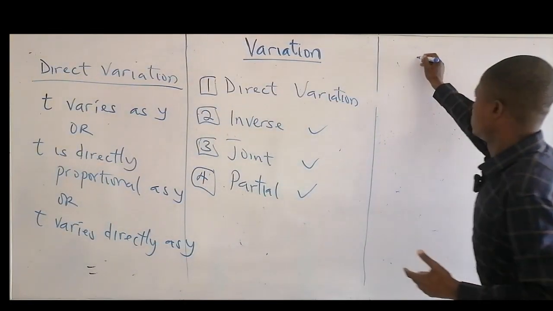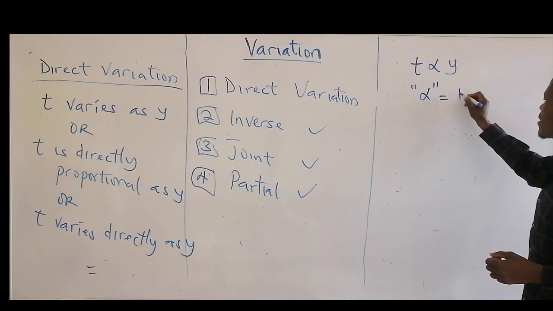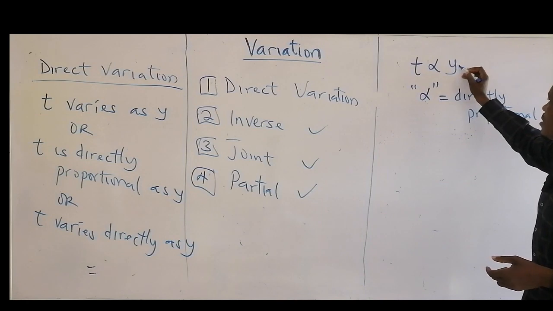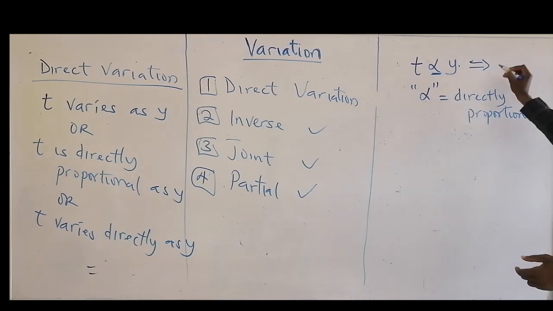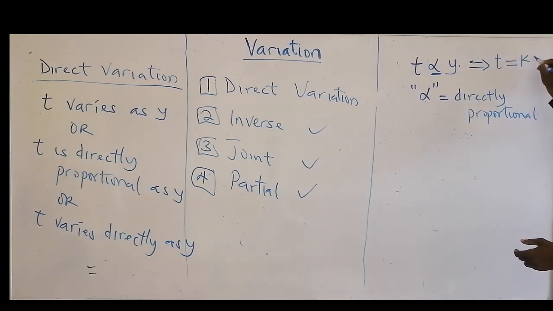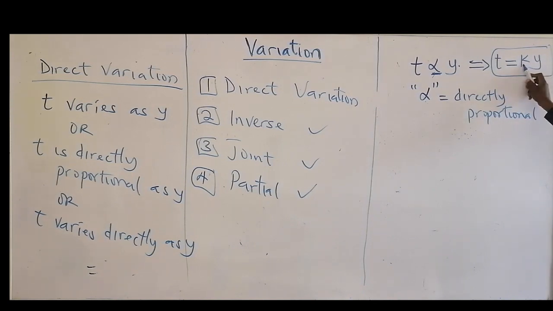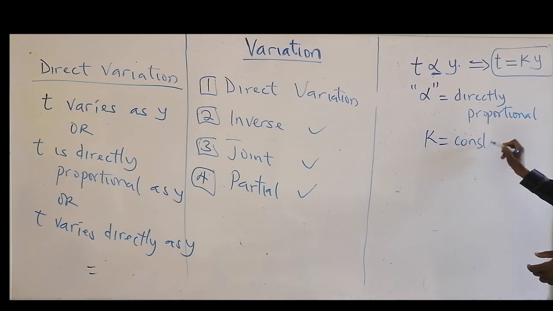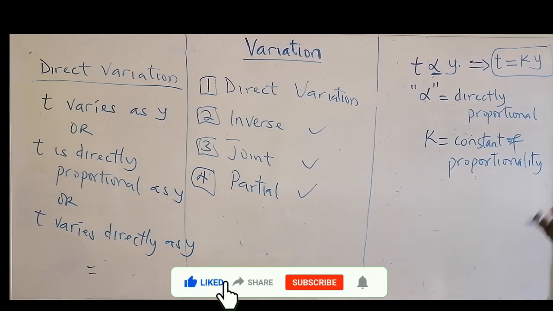T varies as y. This symbol means directly proportional. It's a proportionality sign. So when we have this kind of statement, what we do is to remove this proportional sign, and that will be equal to k times y. So that is the mathematical form of this statement. You turn this to an equal sign, and then you bring in a constant k times y, where k is a constant of proportionality.